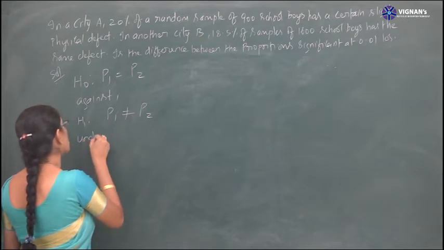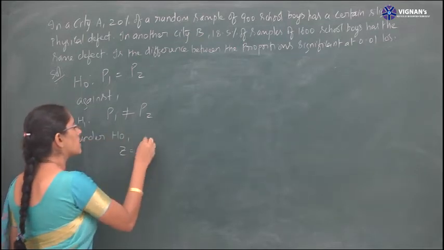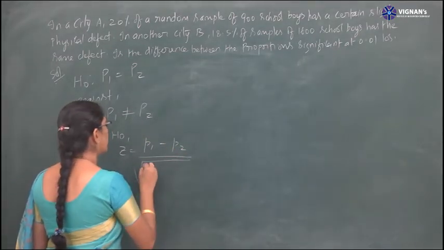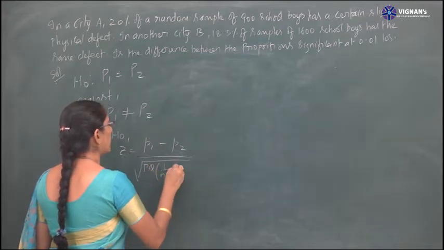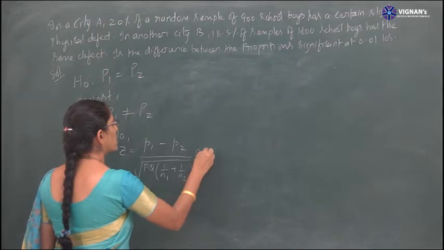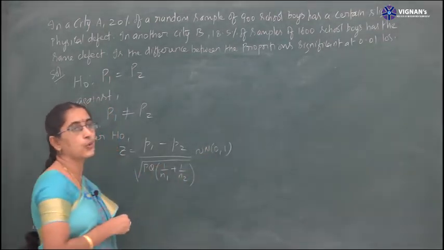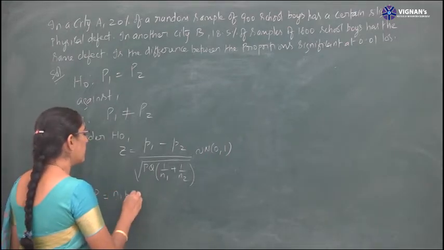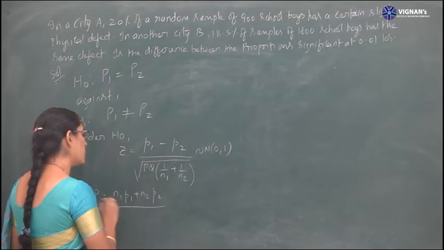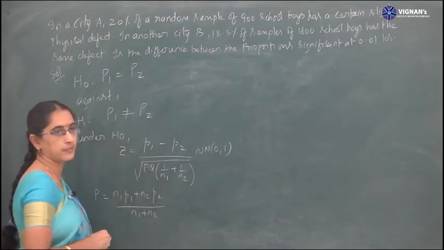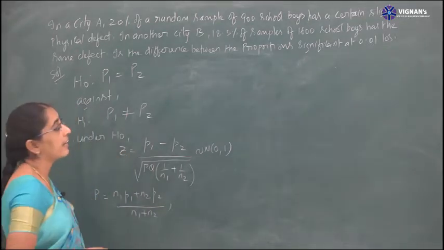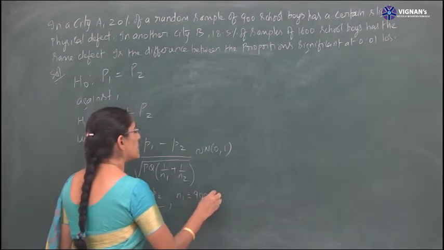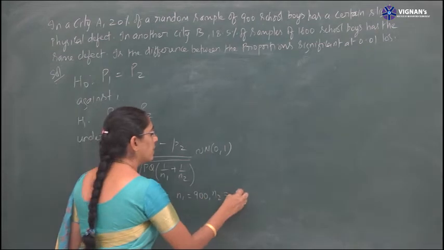Then under H0, the test statistic is Z equal to small p1 minus small p2 divided by the square root of capital PQ into 1 by n1 plus 1 by n2, which follows a normal distribution with mean 0 and variance 1. Now we know the capital P formula is n1 into small p1 plus n2 into small p2 divided by n1 plus n2. Now if you see the given data, n1, the first sample size, is 900. Then the second sample size is 1600.